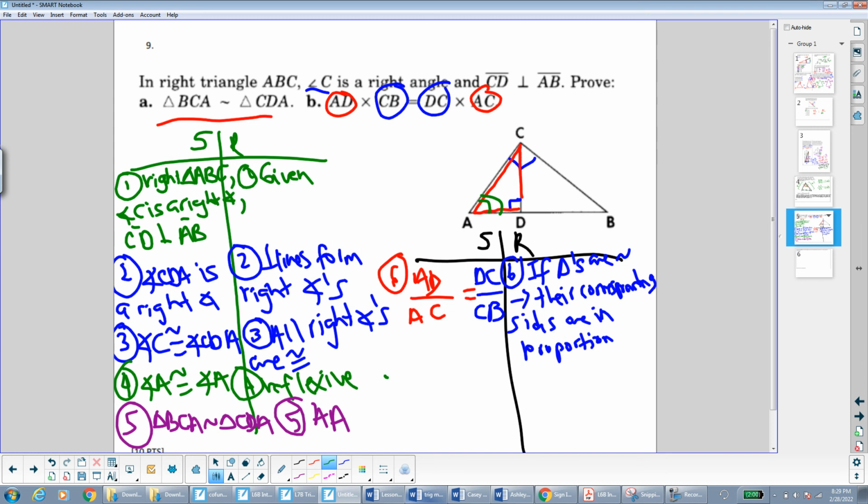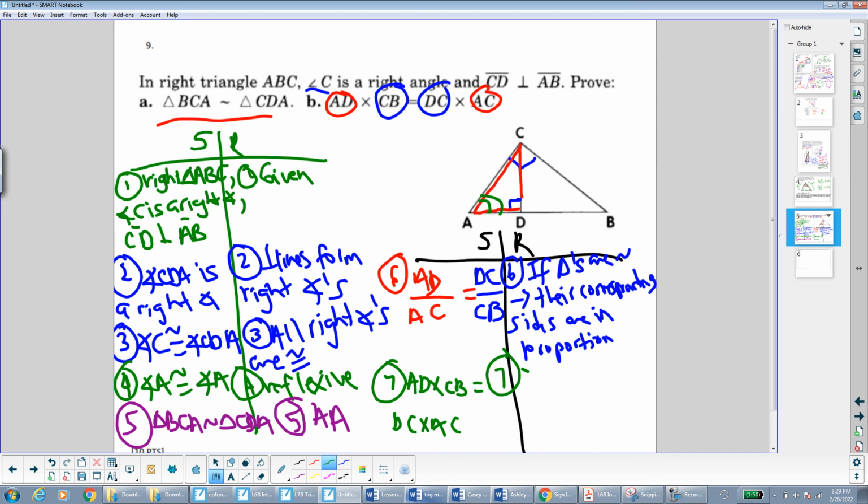product because you just cross multiply the proportion to get the product. So my last step is the product that we're trying to prove. AD times CB is equal to DC times AC, and the reason's the same every single time. So if you didn't get the reason for this very last step, probably then study your notes from class.